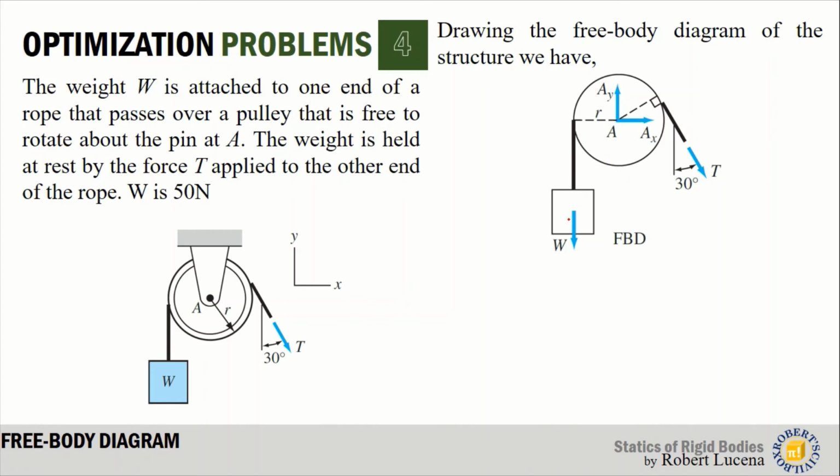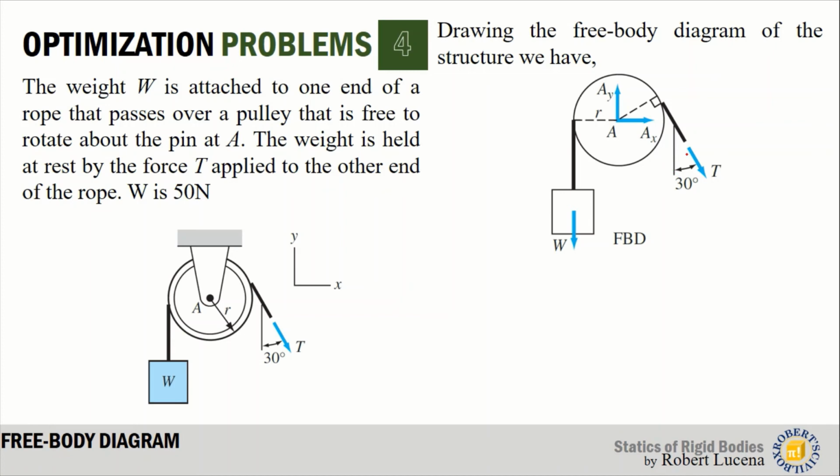Now, after we place the applied forces W and T, we next draw the support reactions, which are AY and AX. Then after that, let's put in all the dimensions. So we have R and the 30 degrees for this cable.